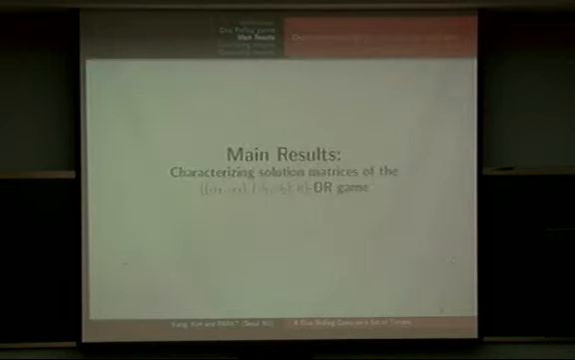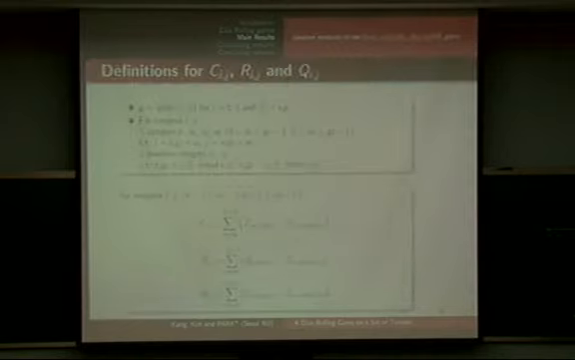Now we will characterize the solutions of the DR game. Let Gi be the greatest common divisor of alpha i and beta i for each i, and let beta i equal S sub i times G sub i for some positive integers. Then we will define three kinds of matrices. For integers i, j, we will define Cij, Rij, Qij like this.